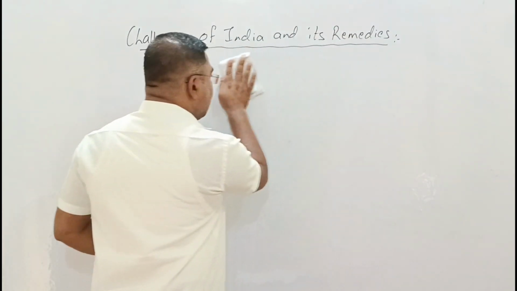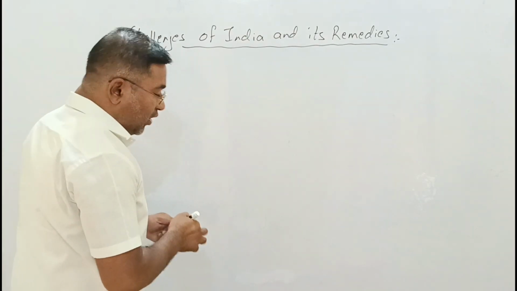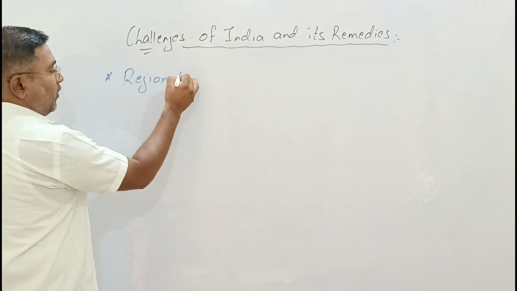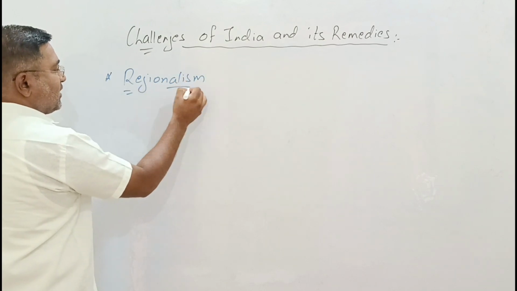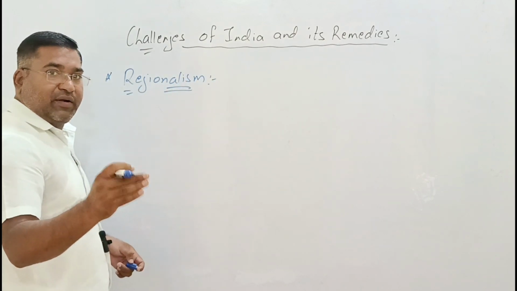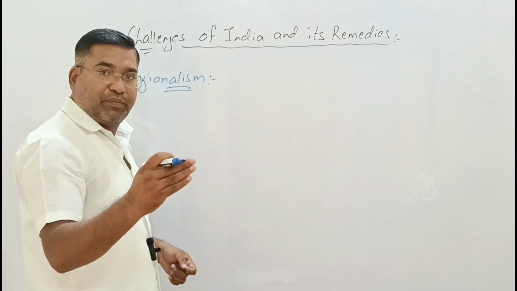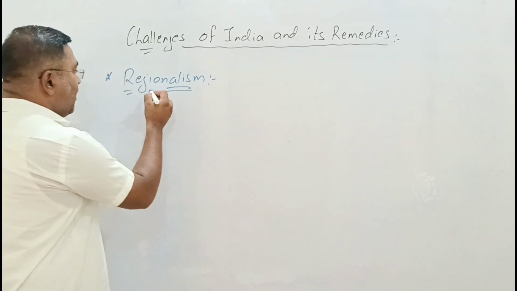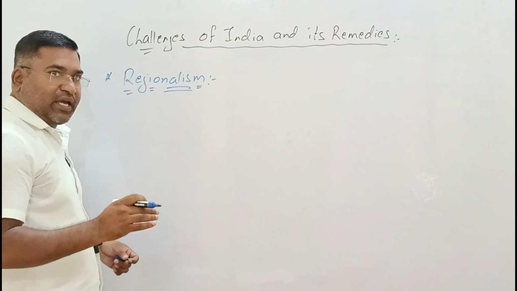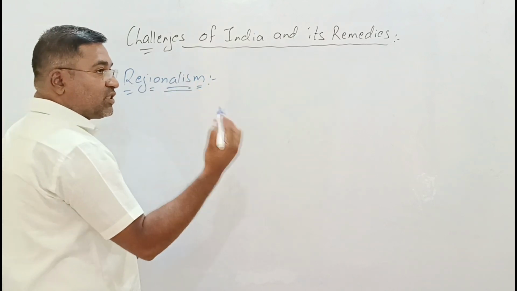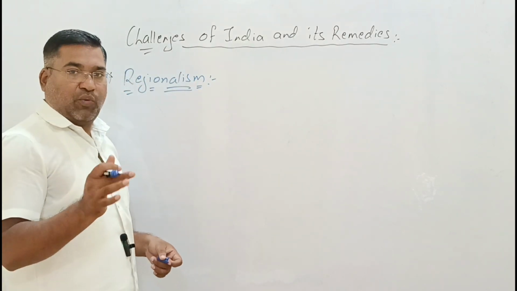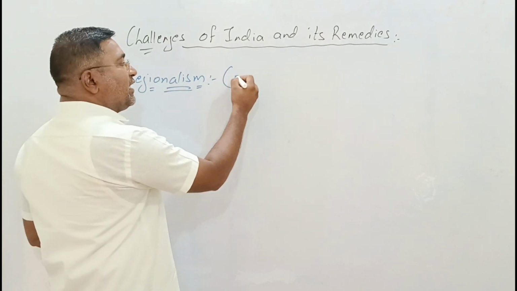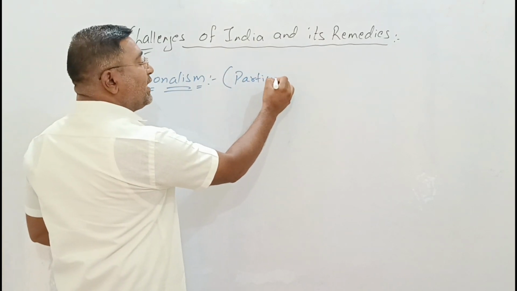There is one more word, the second one, regionalism. Communalism, what have we understood? It is a split of the people in the name of religion. Now the word is regionalism. It doesn't mean that it again relates to religion. No, it doesn't speak of religion. It speaks related to a particular area.